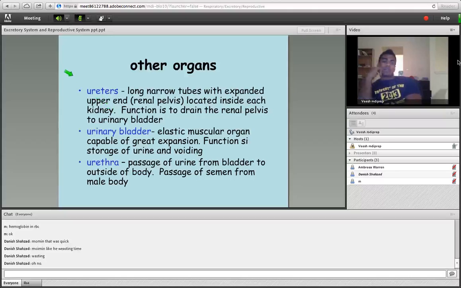So a little bit about the other organs that are involved. The ureters, those are the long tubes that are going to be leaving the kidney and carrying the waste out. The bladder is capable of great expansion. It's going to be the storage unit of the urine. And the urethra is the actual passageway of the urine from the bladder to leaving outside the body, and also the passage of semen from the male body.